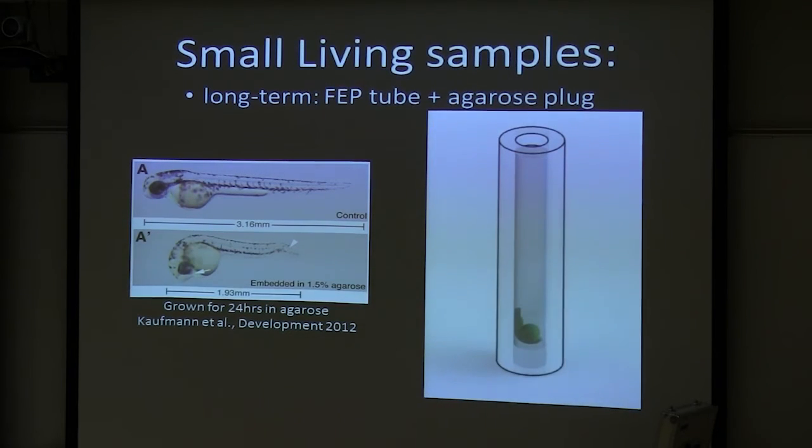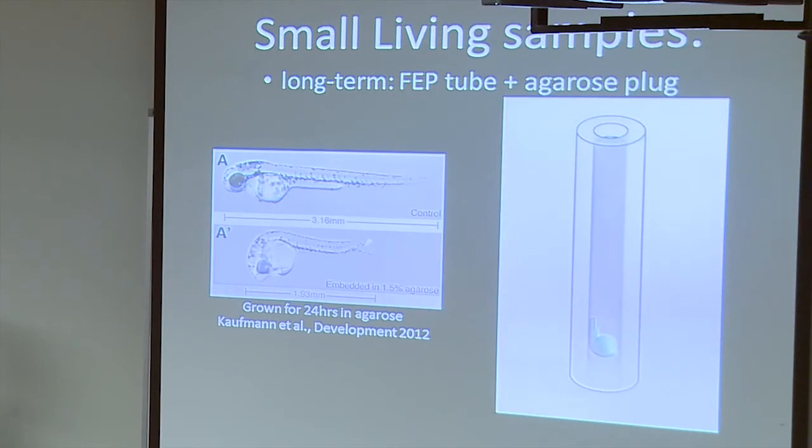In this situation, instead of a glass capillary, what we use is a tubing. This is called FEP tubing. It's basically Teflon tubing, and it has the exact same refractive index as water. So once you dunk it in that sample chamber filled with water or PBS, this tube is invisible to the microscope. It just doesn't see it.